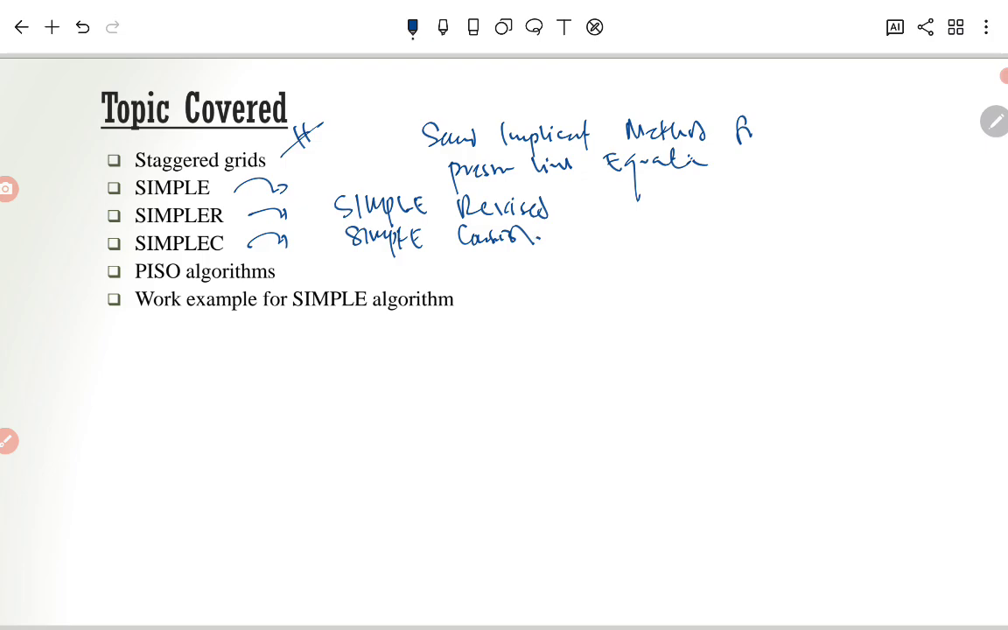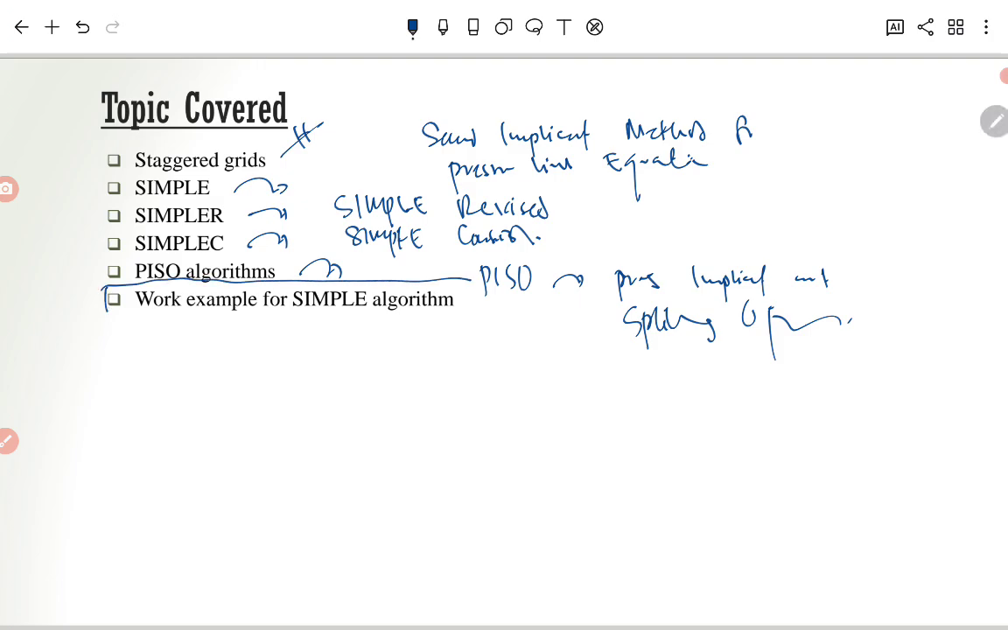Okay, then we move to another algorithm. We call it the PISO algorithm, which stands for Pressure Implicit with Splitting of Operation. Okay, something like that. So we look at all of these one by one, and then at the end of this chapter we look at one example of how the SIMPLE algorithm works to solve the momentum and pressure equations in CFD.